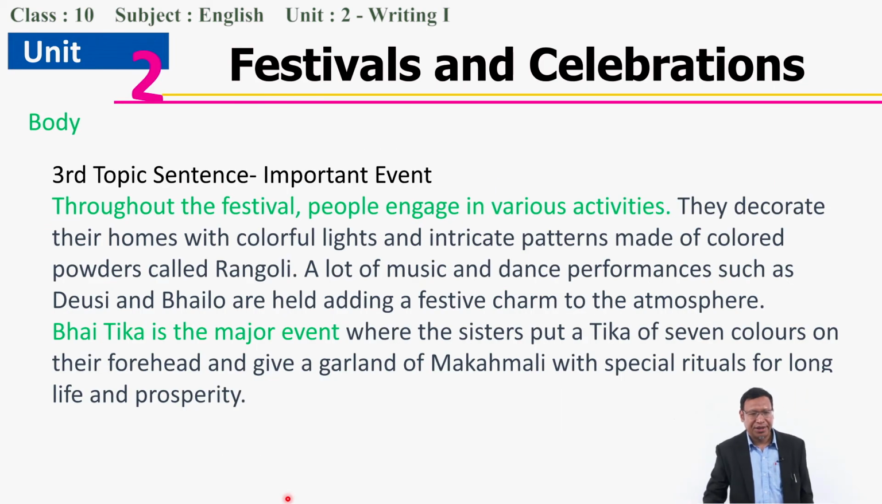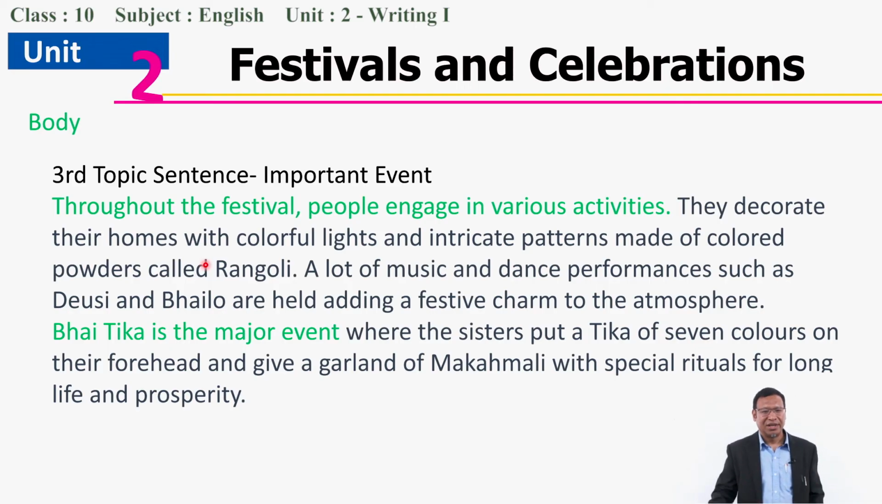So in the body, I said you can make many topic sentences, all right, but we are making only 3. So this is the third topic sentence: important events. The topic sentence is: Throughout the festival, people engage in various activities. When you say this statement, you are telling what other activities there are besides those in the second topic sentence, and how people are engaged. Now you are supporting it: they decorate their homes with colorful lights and intricate patterns made of colored powders called rangoli. Rangoli is very famous, and everybody is interested in making rangoli during this Tihar.